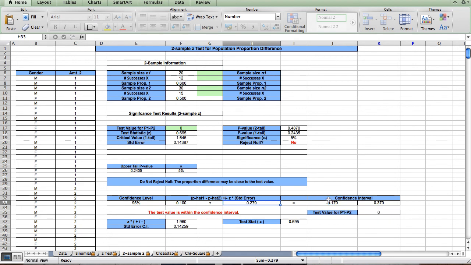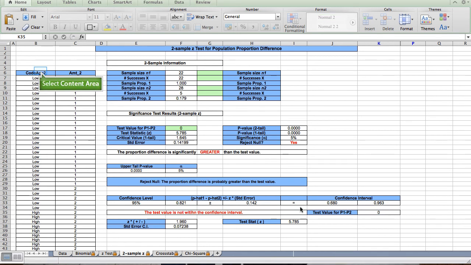So the confidence interval for the difference in the proportions of men who spend in category 2 and women who spend in category 2 ranges from a negative value to a positive value. And quite clearly, 0 is in the confidence interval. Therefore, we can conclude that there's no significant difference in the proportion of men who spend in category 2 and the proportion of women who spend in category 2.